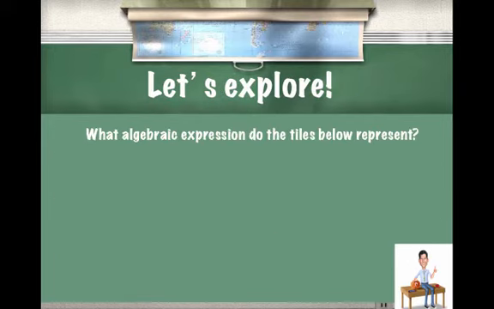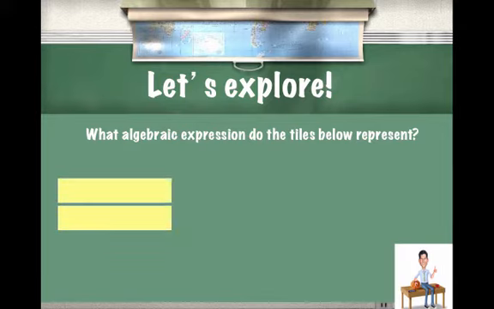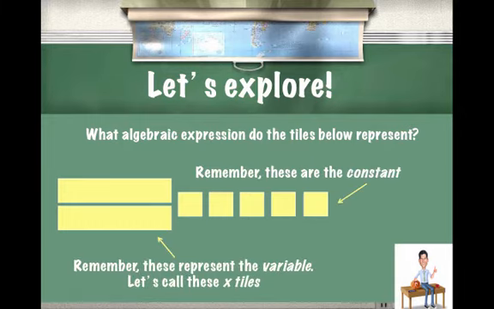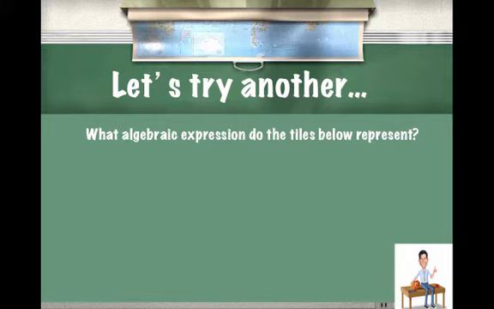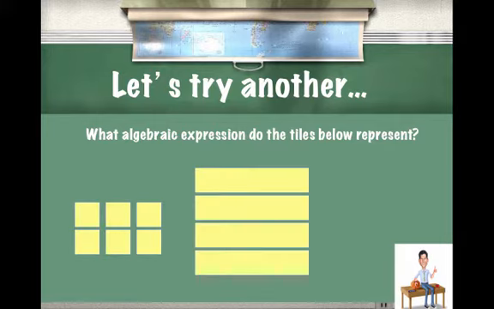What algebraic expression do the tiles below represent? 2 variable tiles, 5 unit tiles gives us an expression of 2x plus 5. Another one, what algebraic expression do the tiles below represent? Here we have 6 unit tiles, we have 4 variable tiles, therefore the answer could be 6 plus 4x. Again, in an expression that involves addition, it doesn't matter the order that we have them in, so 4x plus 6 would also be acceptable.